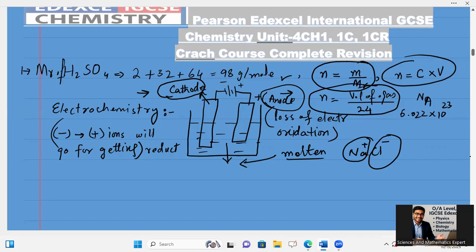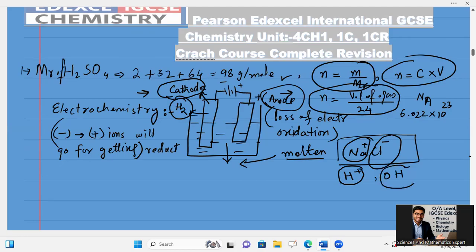But on the other end, if you are provided with aqueous NaCl, then what will happen? You have the hydrogen ion and the hydroxyl ion, so which will go to the electrode? According to the reactivity series, elements below hydrogen can go towards the cathode, but those above, like lithium, potassium, sodium, will not go towards the cathode. Only hydrogen will go, and hydrogen gas will be evolved.